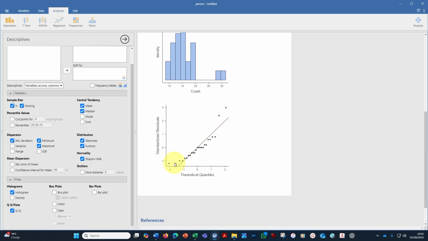And you can see that this sort of S-bend is generally, the more bendy this is, the less likely it is to be a normal distribution. So that is a concern for us, and it's particularly driven by these two outliers here.